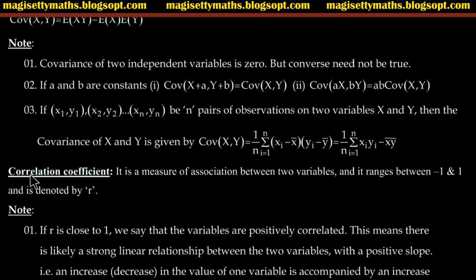Now we define the correlation coefficient. The correlation coefficient also measures the association between two variables, and the range of the correlation coefficient is -1 to 1, and it is denoted by r.